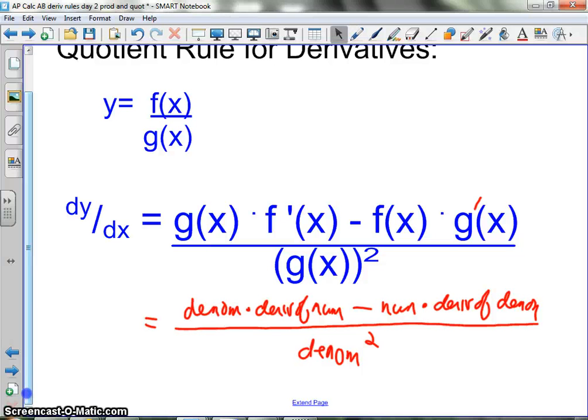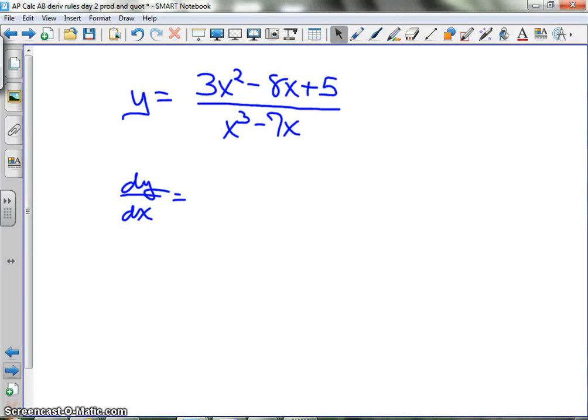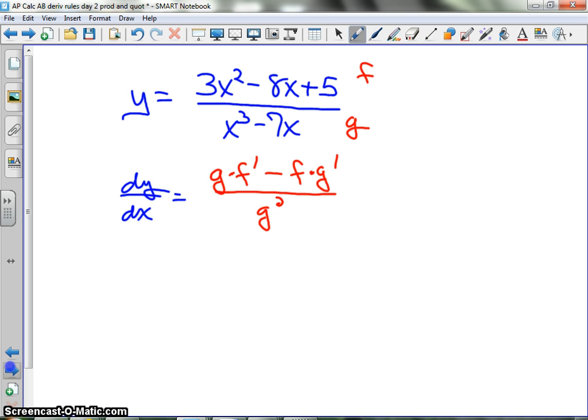And let's just see an example of how this works. So if I have y equal to 3x squared minus 8x plus 5 divided by x cubed minus 7x. If I treat this as f over g, where f is my numerator function and g is my denominator, then dy/dx is equal to g times f prime minus f times g prime all over g squared.